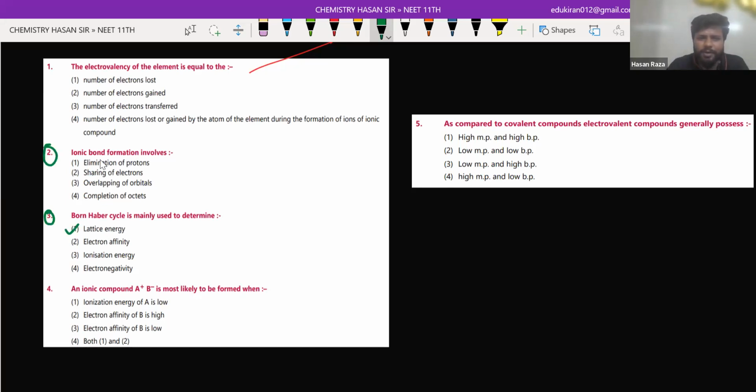The second one, see the second one. Ionic bond formation involves overlapping of orbitals, that means basically sharing of electrons. An electron is present here and another electron here, then they will share with each other like this. So it cannot be the answer. In ionic bonding, loss or gain of electrons takes place, so there is no elimination of proton or sharing of electrons or overlapping of orbitals. Completion of octet takes place by losing or gaining, that is transfer of electrons, so the only option left is 4, the correct answer. Is that clear? Yes, sir. Now next one, the fourth question, what is?